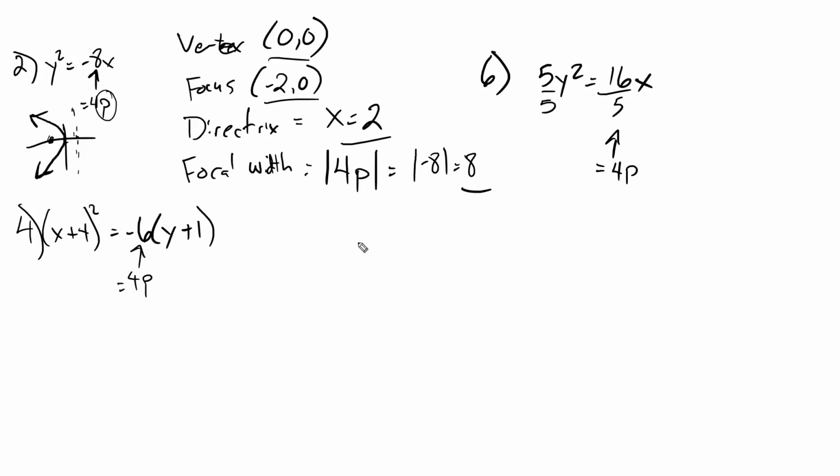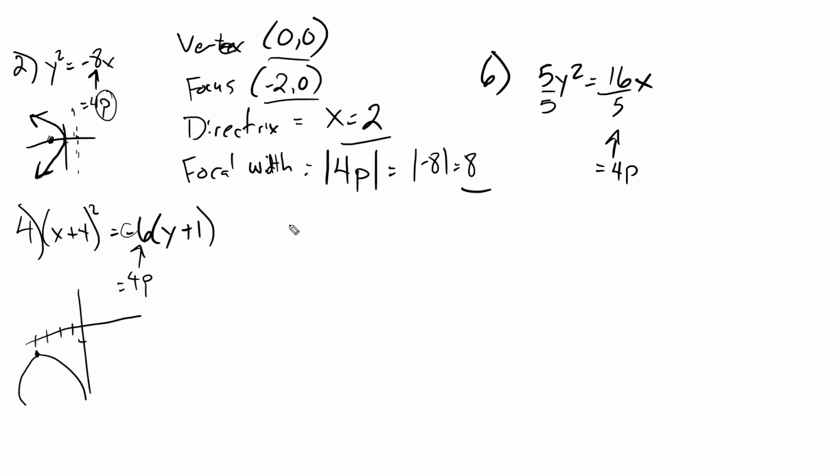All right. Same thing here. Here we're opening down because, again, this is negative, so we're opening down. It should look something like this. And it's not going to be opening up on the origin. In fact, it's going to open up on negative 4, negative 1. That's where it's going to open up.